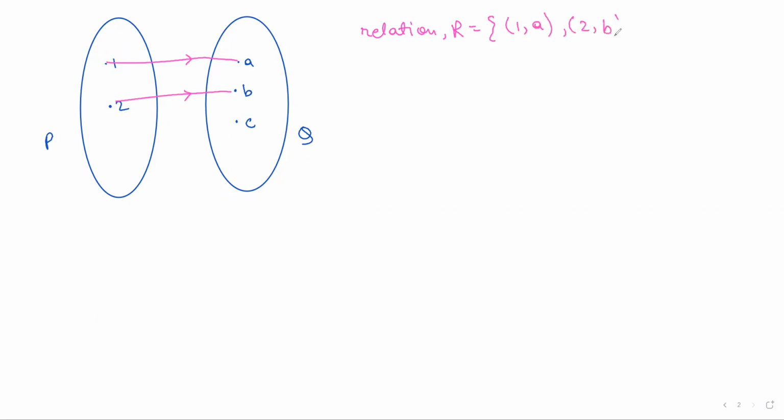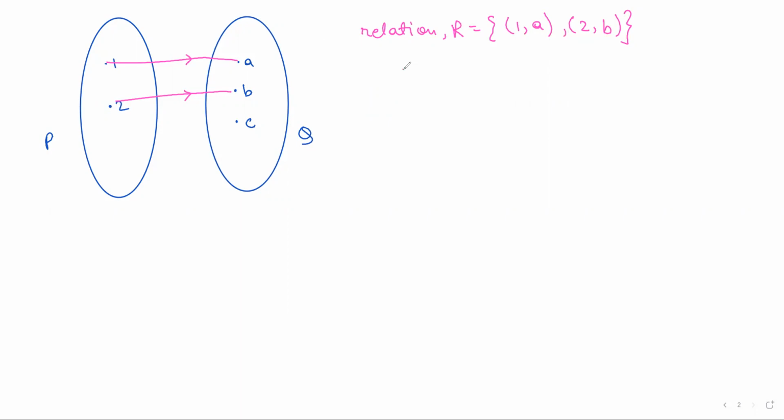If I represent these two sets in the form of arrow diagrams, and if I form a certain relation between them as such, this relation R is the set of two ordered pairs, (1, A) and (2, B). This relation R has two elements, (1, A) and (2, B), two ordered pairs.